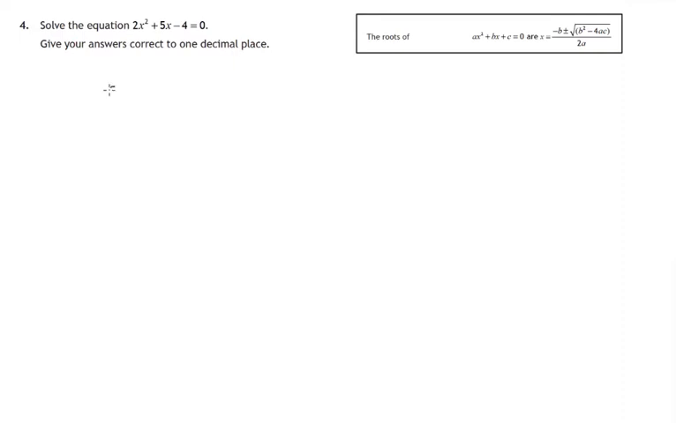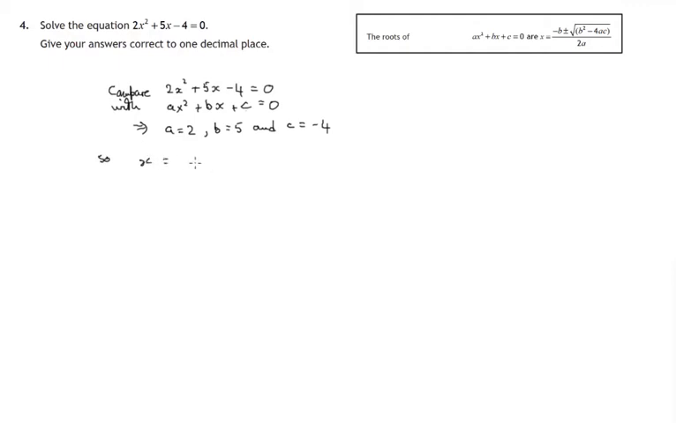So our first step is to compare the equation we're given, which is 2x squared plus 5x minus 4 equals 0, with the one that's given for the quadratic formula, which is ax squared plus bx plus c equals 0. And what does that mean? It means that a is 2, b is 5, and c is negative 4. So these are the values of a, b, and c that we have to use in the quadratic formula.